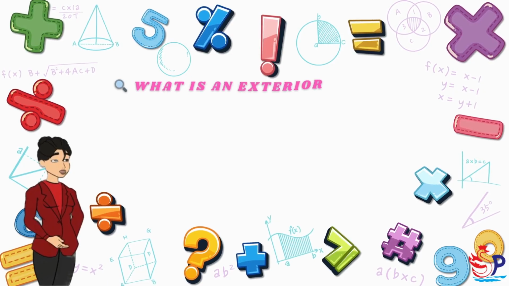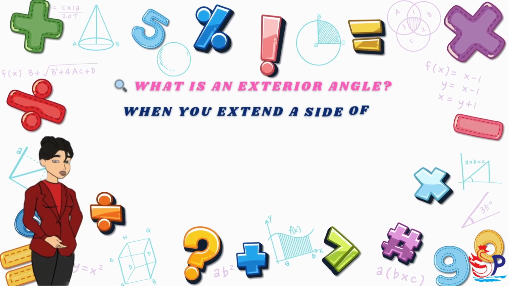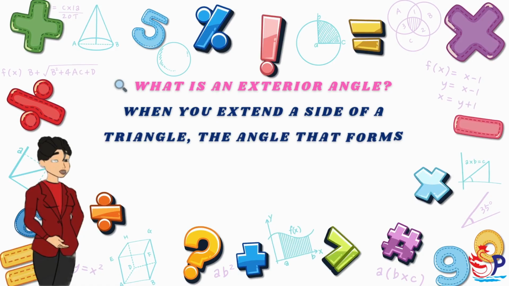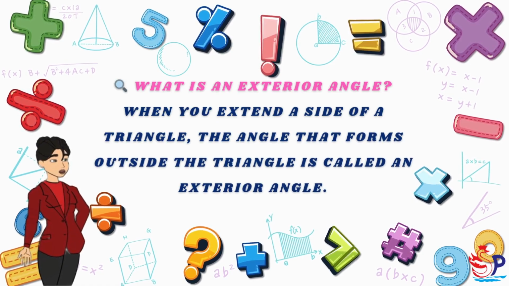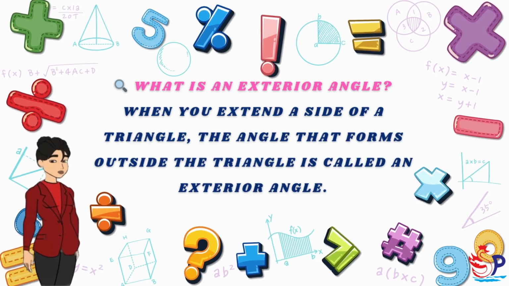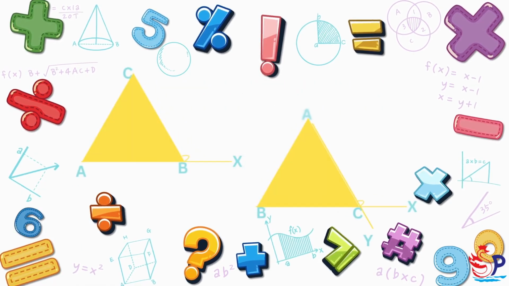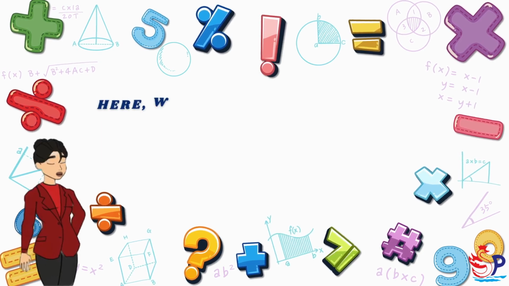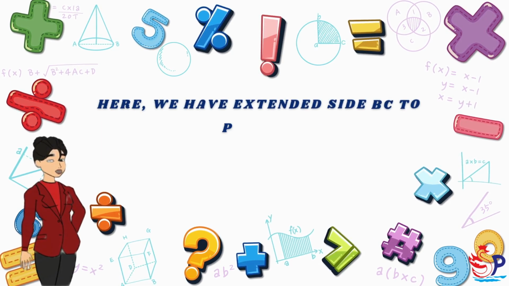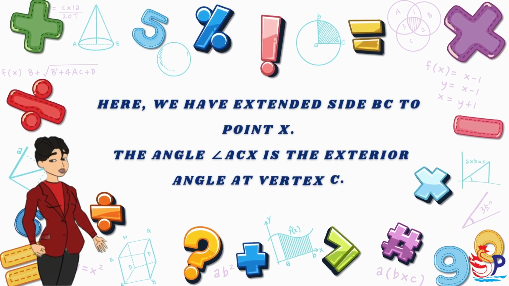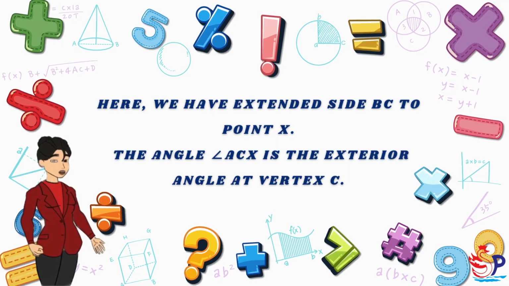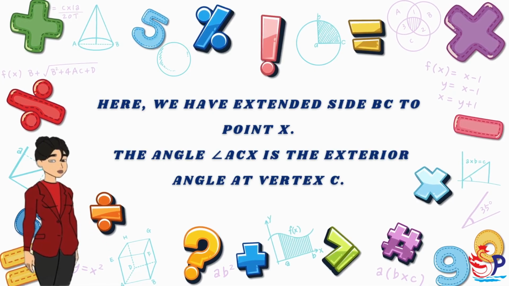What is an exterior angle? When you extend a side of a triangle, the angle that forms outside the triangle is called an exterior angle. Here, we have extended side BC to point X. The angle ACX is the exterior angle at vertex C.